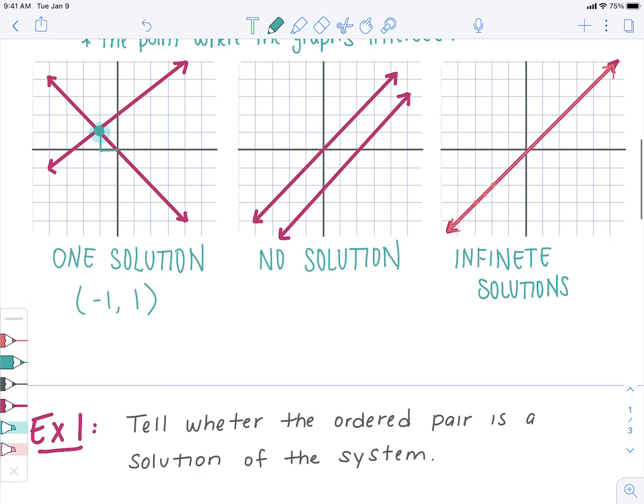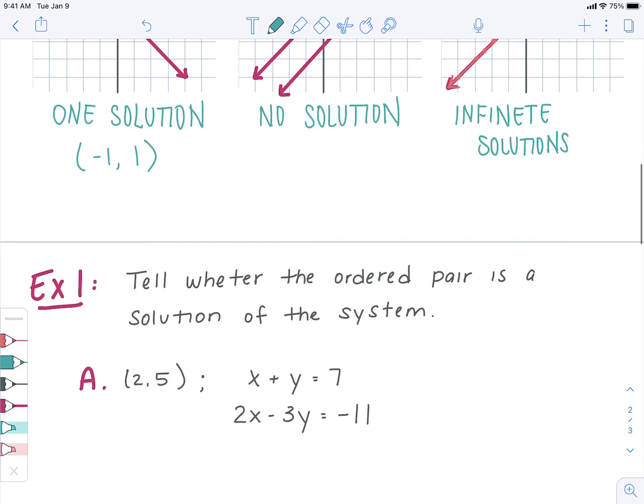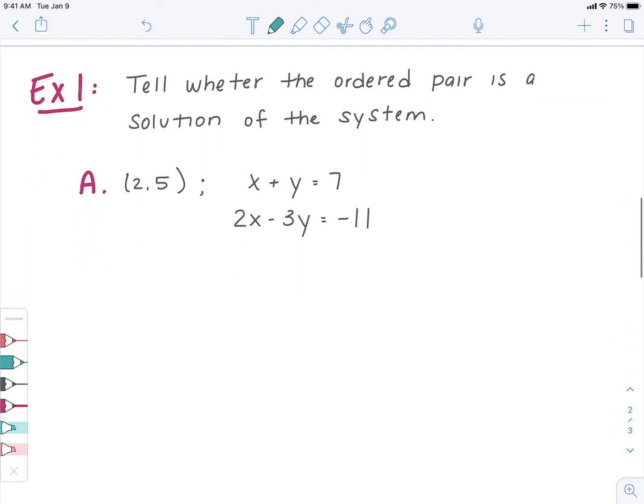So the other thing that they are going to ask us today is to tell whether the ordered pair is a solution to the system. So they're going to give us a point, and then they're going to give us a system. And we notice that our system is two separate equations. They almost always stack the two equations on top of each other, or if they write them side by side, they'll put a little semicolon in between them, but it's more common you'll see them stacked on top of each other like that.